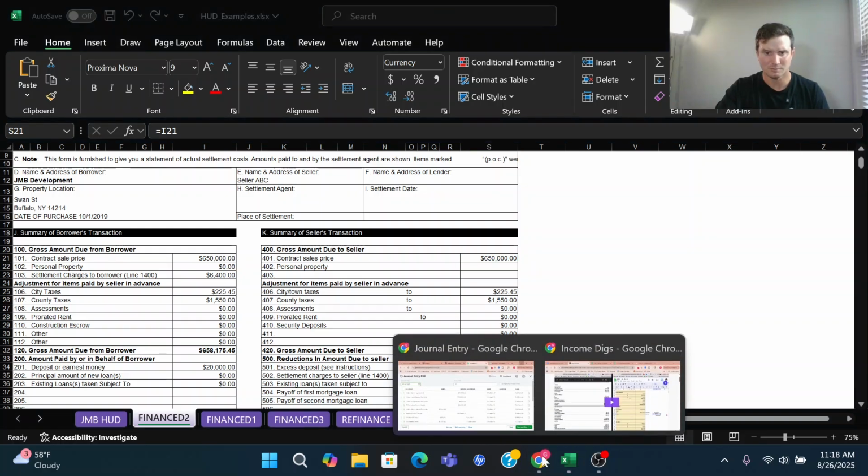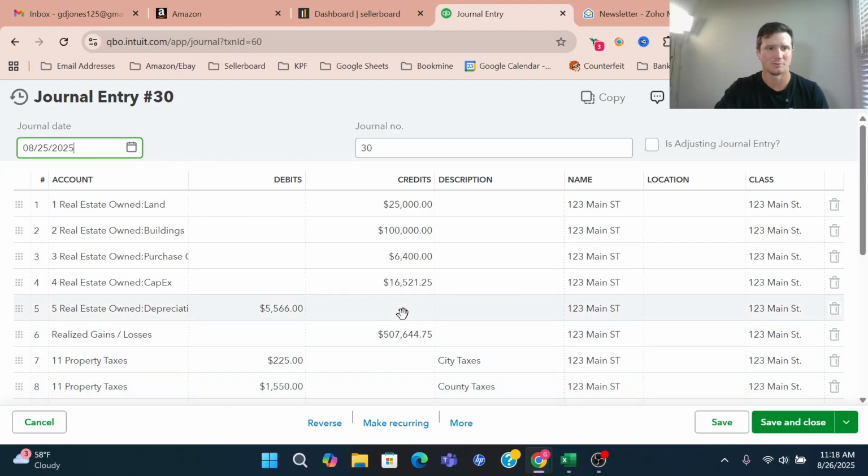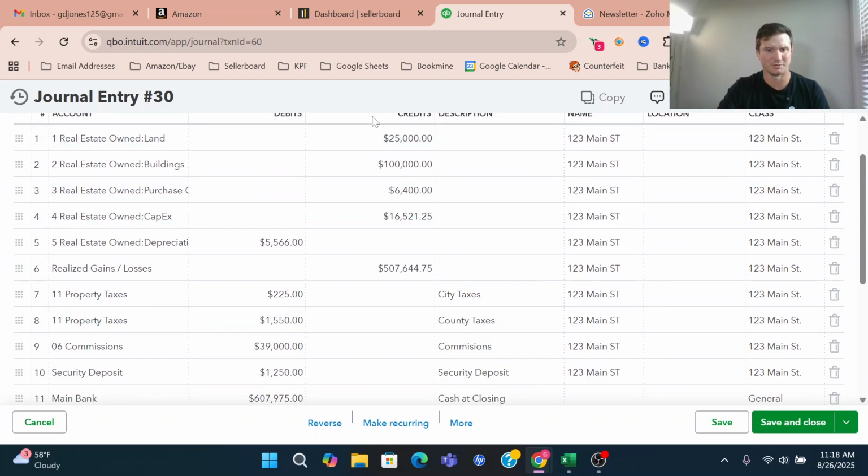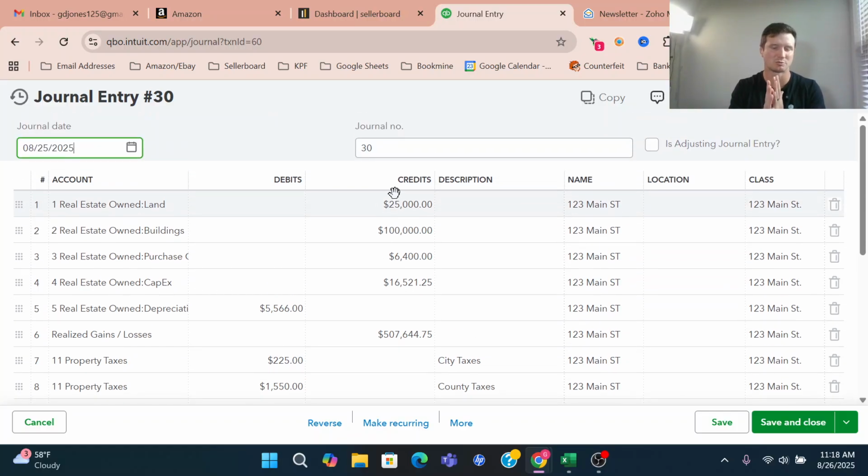First things first, everything that's in the HUD is going to go into a journal entry. That's just way simpler that way. That way you can see it all together. Now, I've already put all of the numbers in. That way it's simple.